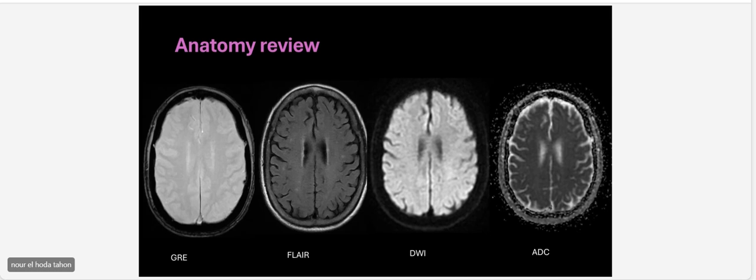Once we have this facilitated, we call it facilitated, it doesn't give you a signal. So to say that, the diffusion has a bright signal, and you have to look at the ADC. The ADC is like the opposite of diffusion. It should be dark. So bright in diffusion, dark in ADC. Then you can call it restricted diffusion.